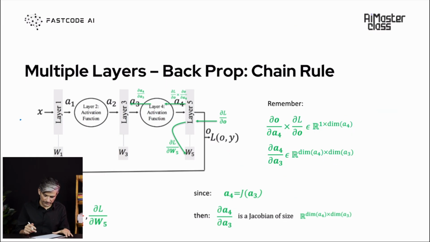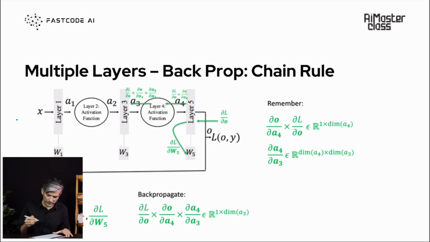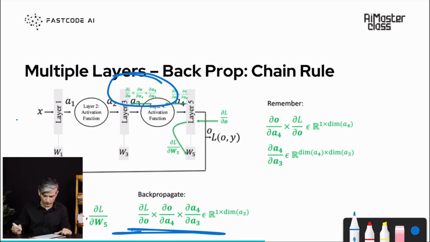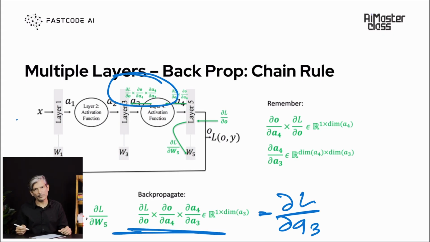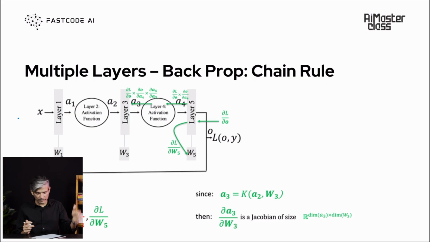So this is what we are doing here. We computed the Jacobian, we computed this gradient, and this is what we backpropagate to layer 3. This is what we had written down. If you look at this, this is nothing but the partial derivative of the loss with respect to A3, the gradient of the loss with respect to A3. So we backpropagated it, and now my layer 3 has access to this.